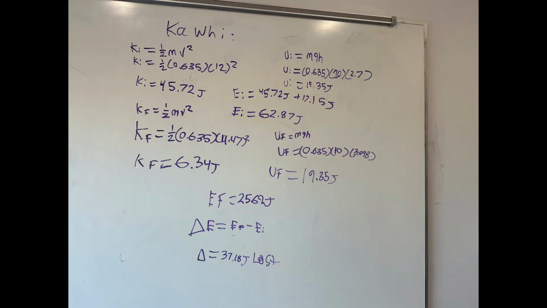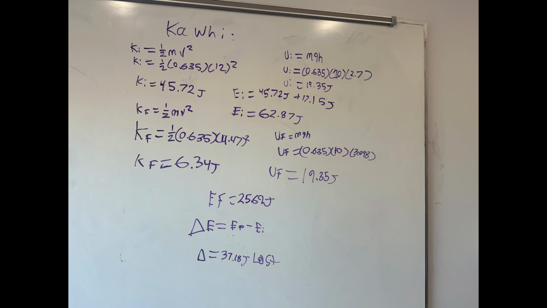Next, we wanted to find the energy lost when the ball bounced off of the rim. So to find the initial kinetic energy, we took 1/2 times the mass times velocity squared. This gives us 1/2 times 0.635 kilograms, which is the mass of the ball, times 12 squared, which was the initial velocity. This brings our initial kinetic energy out to 45.72 joules. Then to solve for the potential, we took mass times gravity times height. This also gave us 0.635 times 10, which is gravity, times 2.7, which was the release height of the ball. And the potential energy initially was 19.35 joules.